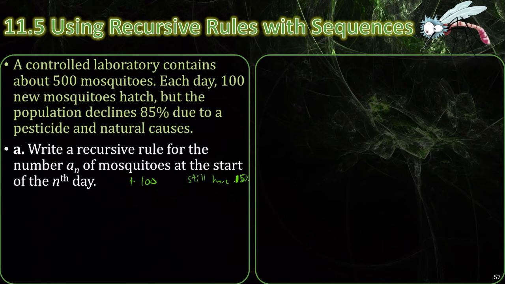So, what's going to happen? We still have 15% of the previous day, but then we're going to add 100. And remember, it's recursive, you have to say where you start. We start with 500.